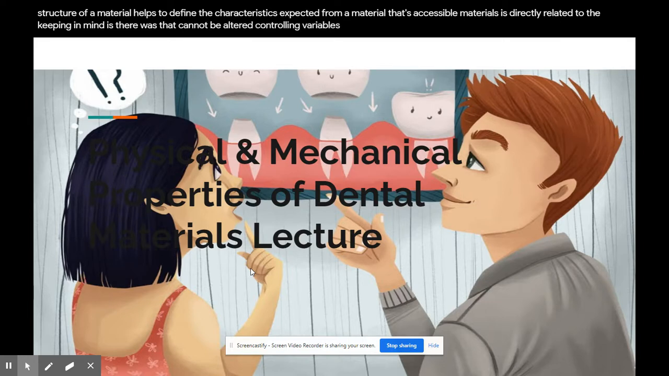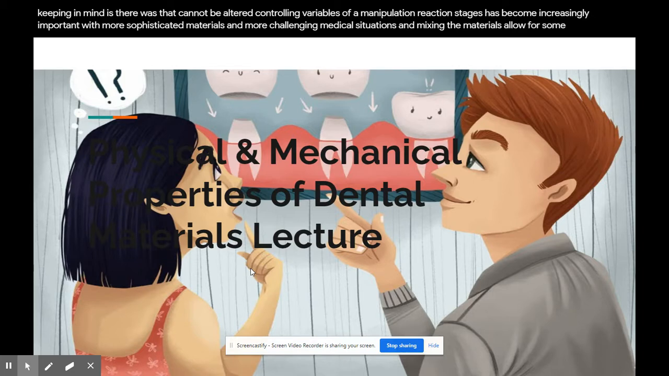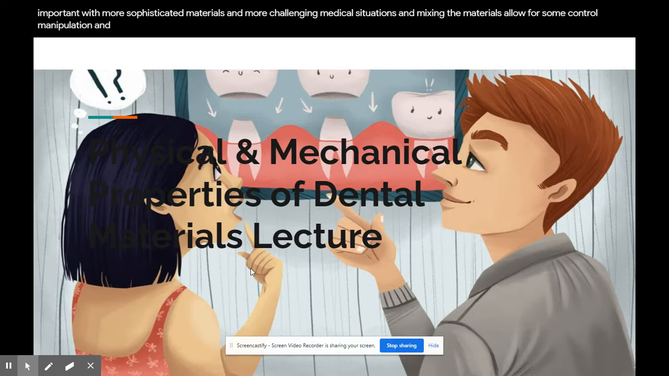Controlling variables of the manipulation and reaction stages has become increasingly important with more sophisticated materials and more challenging clinical situations. Hand mixing of materials allows for some control of manipulation and reaction stages. However, inconsistencies in mixing and time demands have become problematic in many clinical situations. Manufacturers are producing materials in a variety of forms to address these concerns.